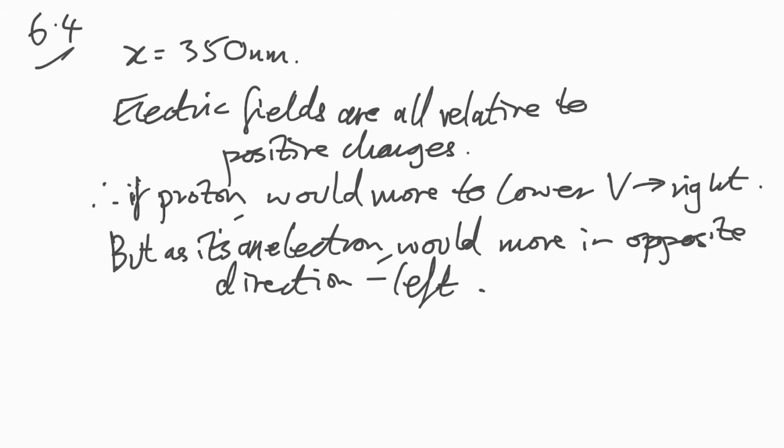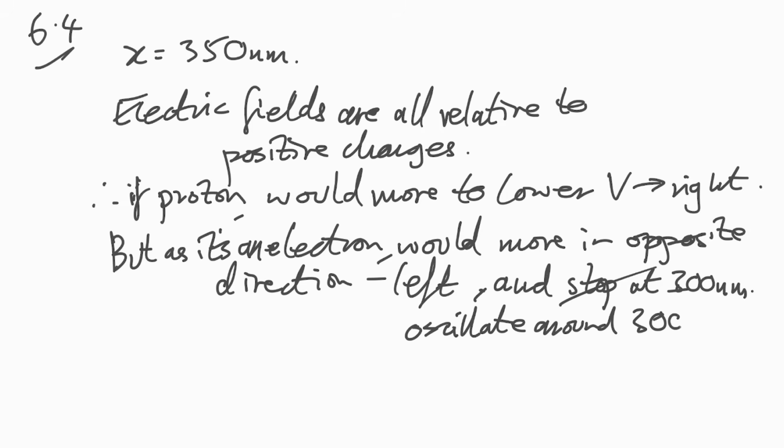It would move to the left. And then it would stop at 300. Unless, maybe it wouldn't stop actually. So it probably wouldn't stop, but it would actually oscillate around 300 nanometers. That's where we have a Vmax. It's not going to stop dead. It's got, do you know what?